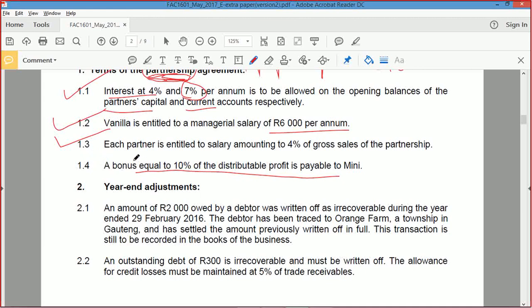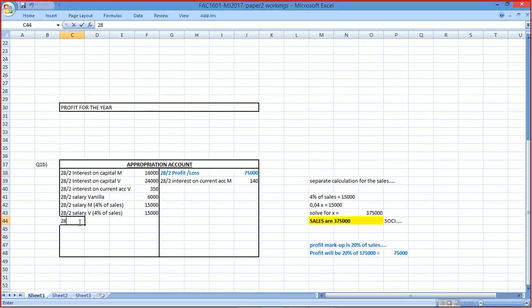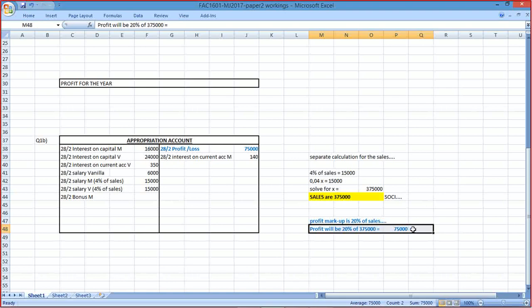Okay, so now I've read that bit, and then they said a bonus equal to 10% of the distributable profit is payable to M. So this is a bonus of 10% of distributable profit. So I need to put the bonus here. Okay, bonus M is going to come from the profit calculation. So that's the profit that you've got, 75,000. But we need to work out what is the distributable profit.